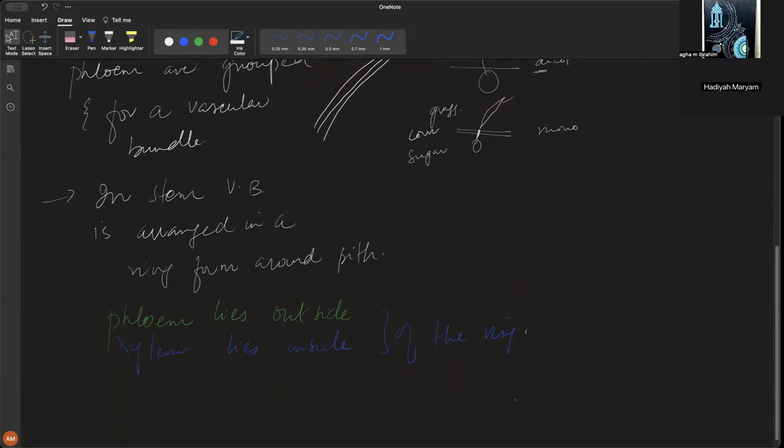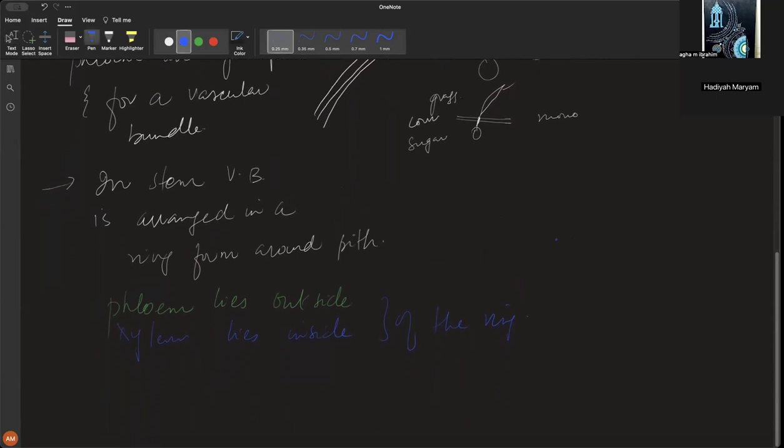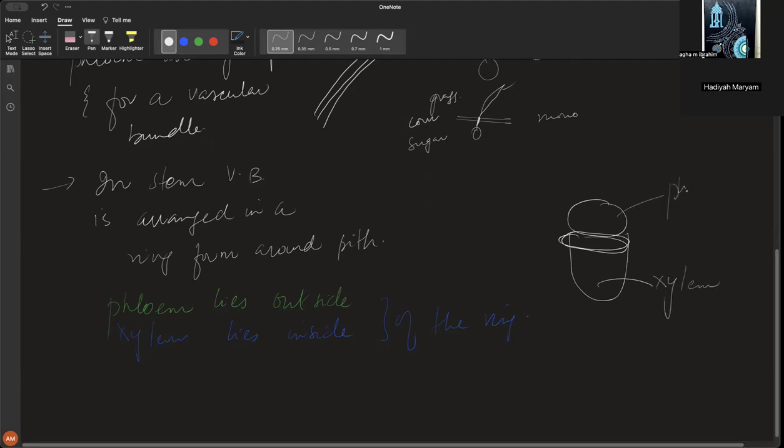And in between, this is the xylem, this is the phloem, and in between there is a band which is called cambium. This is xylem, this is phloem, and this is called cambium. Cambium. This is important. Why?